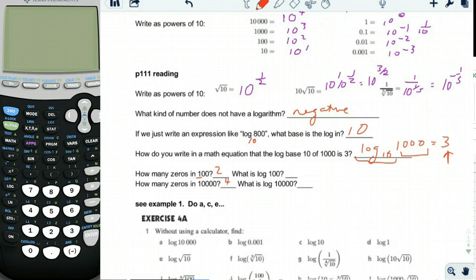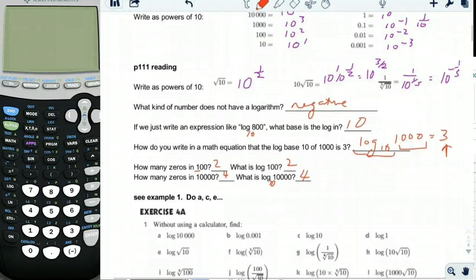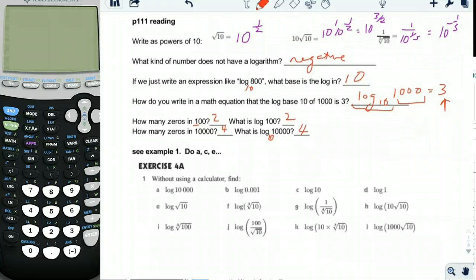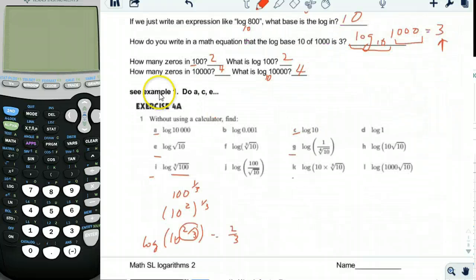4. What is the log of 100? 2. What is the log of 10,000? And here we're talking about log base 10, of course. 4. Okay? So whenever you have a base 10 and you say, what's the log? Basically what you're asking is, how many zeros in that number? Okay? It gets more complicated if it's not an exact power of 10.